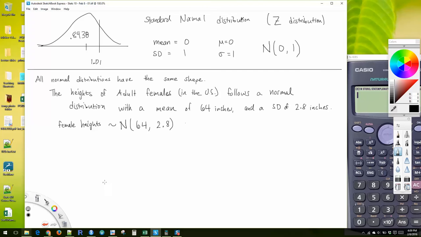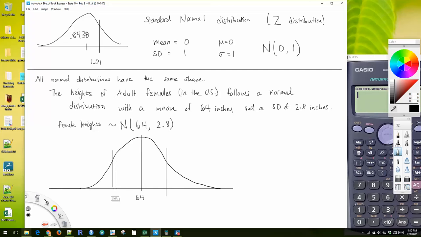Okay, so using this, we can apply things like the empirical rule. All right, and so I'll put right in the middle. What number goes in the middle then? 64. Despite my terribly drawn thing, I will go out one standard deviation. If I add one standard deviation to 64, where will I end up? 66.8. And if I go one standard deviation below, I will end up at 61.2. Yeah? Okay, and then I'll go out another standard deviation.